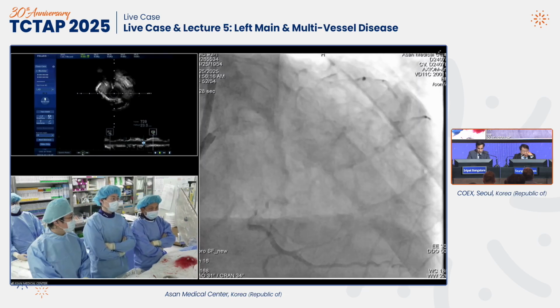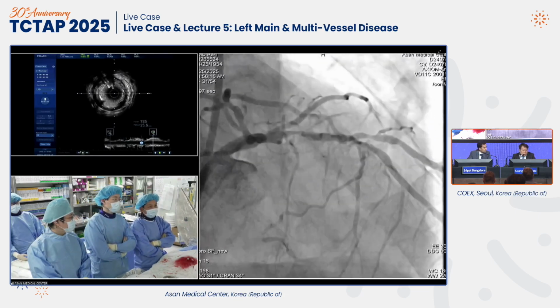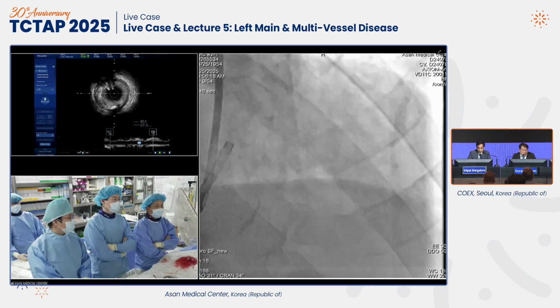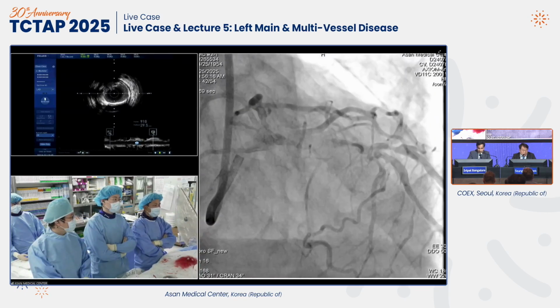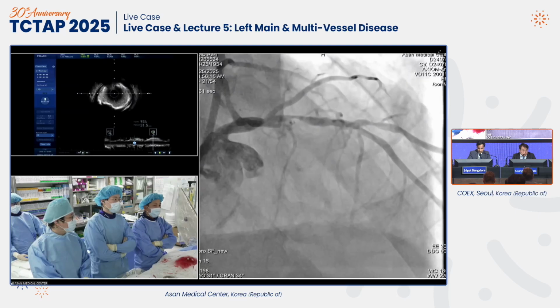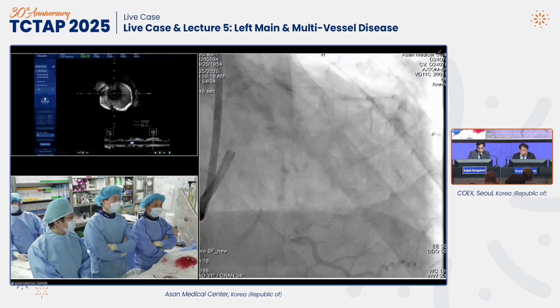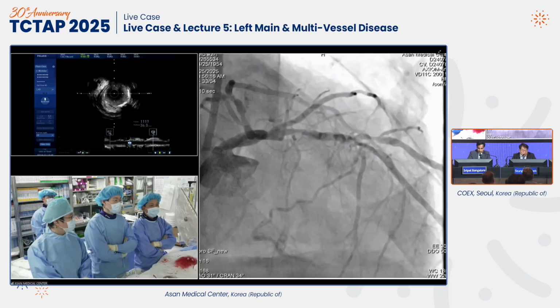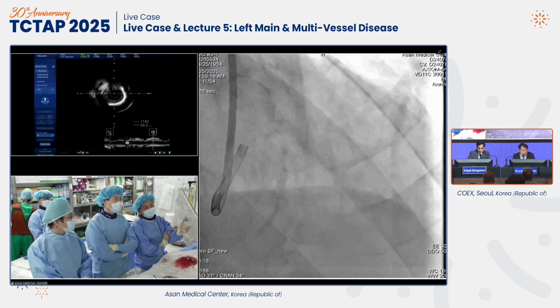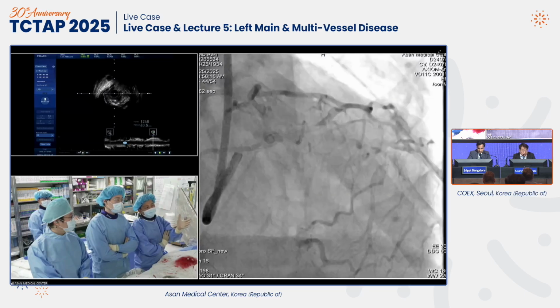I believe, Doctor, you want to do the stent crossover, right? For the diagonal and some branches. But for the left main, I still think that the two-stent would be safer for this patient. And another problem is the other branches like diagonal and septal.